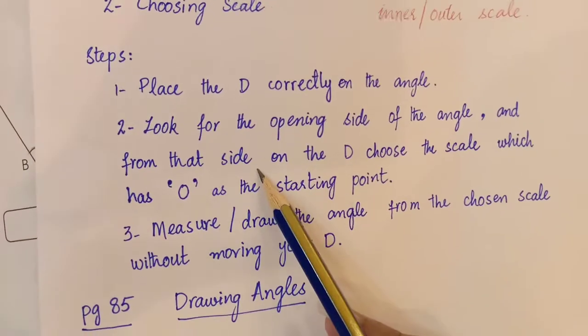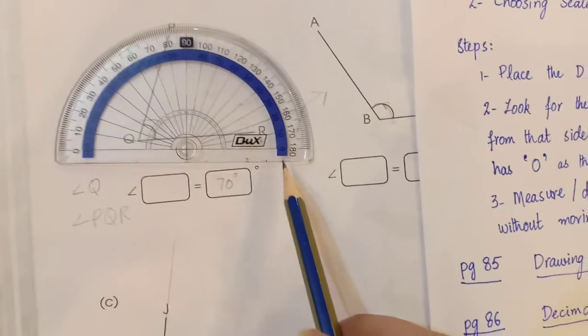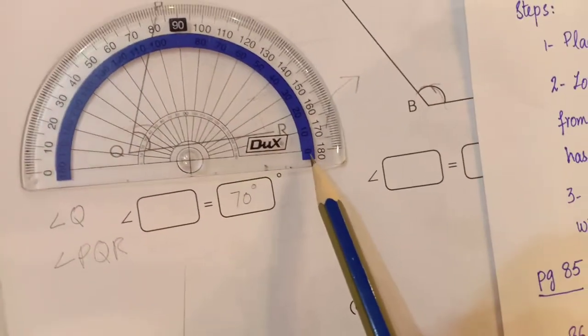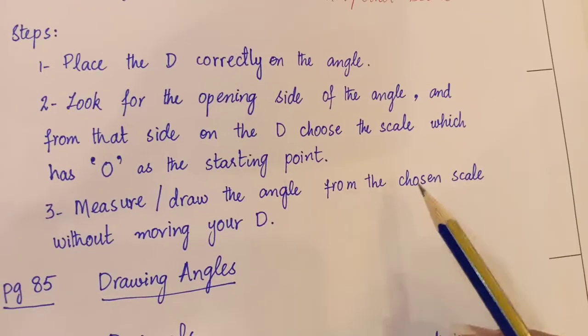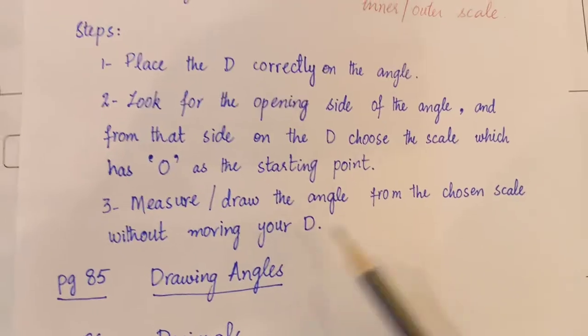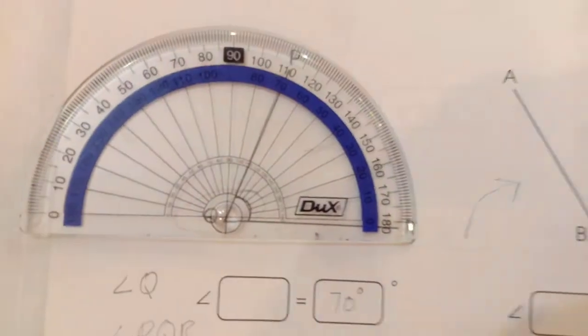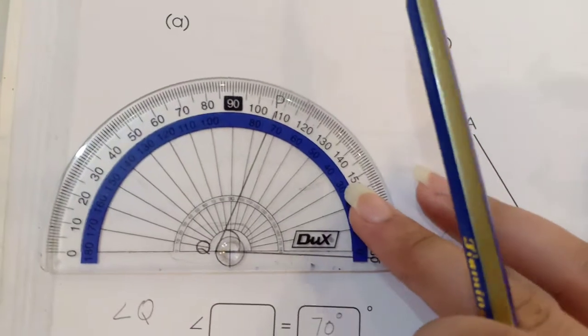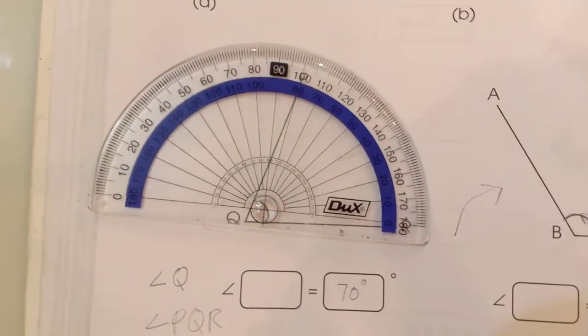And from that side on the protractor, choose the scale which has 0 as the starting point. So at that side we chose this scale which had 0 as the starting point. Measure, or we can also draw the angle from the chosen scale without moving your protractor. If you move your protractor and dislocate the center or the baseline, you will read the incorrect measurement of the angle.